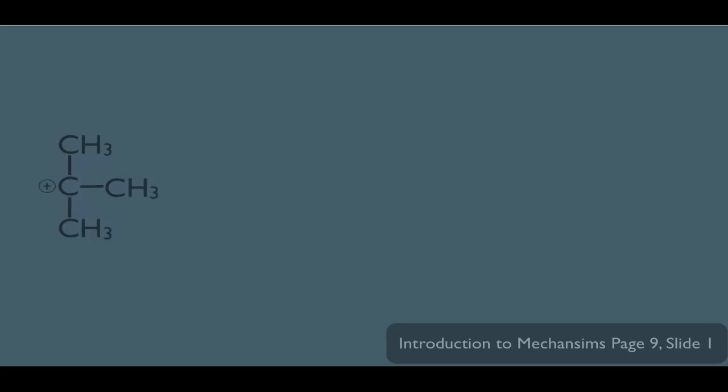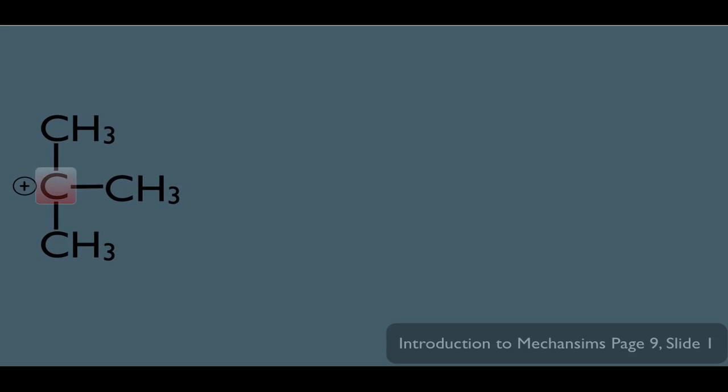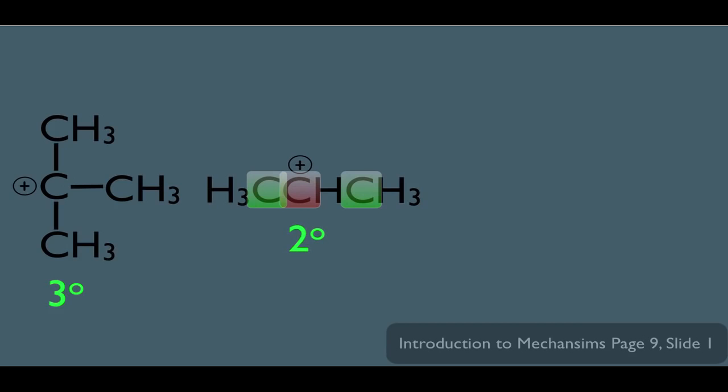For this carbocation right here, this is the carbon that bears the positive charge. That carbon happens to have 3 carbons directly bonded to him, these 3 right here. If that's the case, then you're considered a tertiary carbocation. Which means if this is a carbocation right here, then this is the carbon that bears the positive charge in red, and since he has 2 carbons directly bonded to him, he is a secondary carbocation.